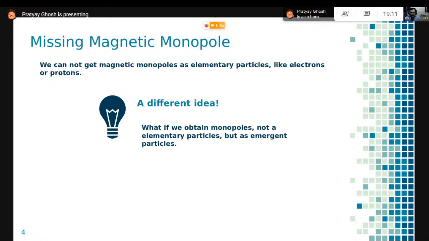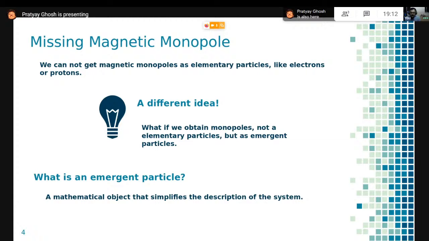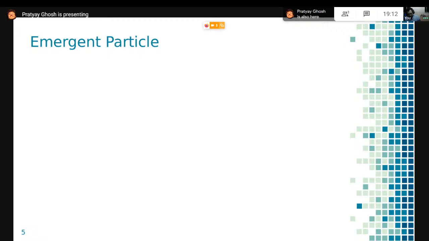So this might be a new term to new students of physics who don't understand what an emergent particle is. I'm gonna elaborate on that a bit. So what is an emergent particle? Basically, an emergent particle is a mathematical concept, a mathematical tool that will allow you to analyze your system easily or in a better way. For example, I will give you one or two examples, and I'll tell you that you already know what an emergent particle is, but maybe no one ever mentioned it as an emergent particle.